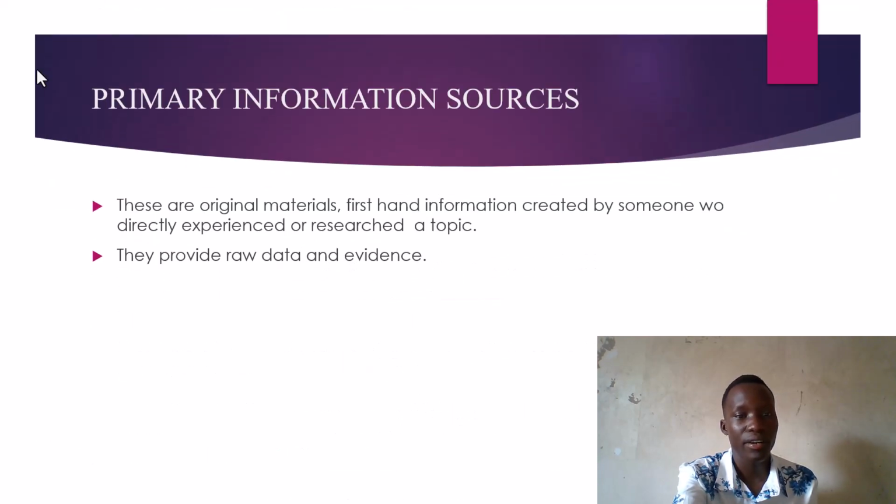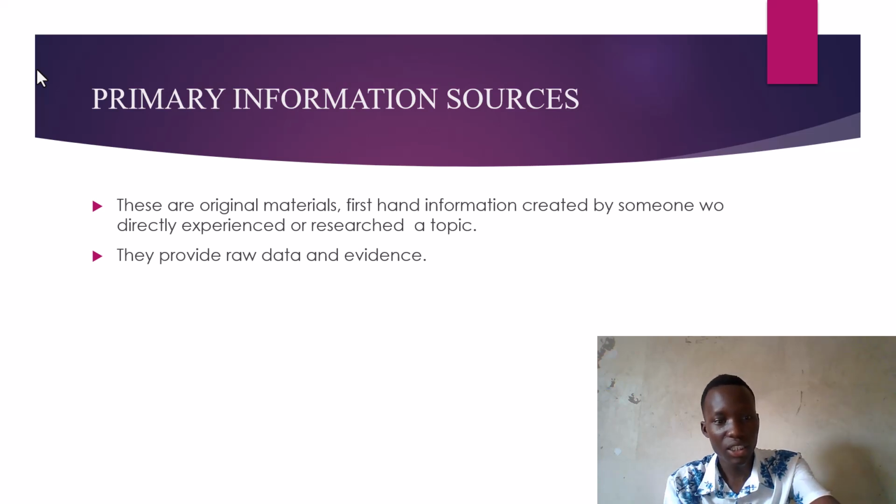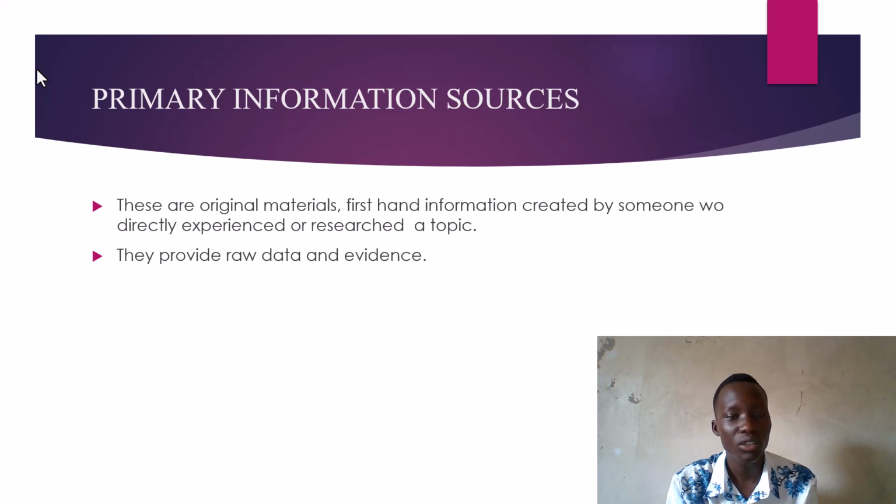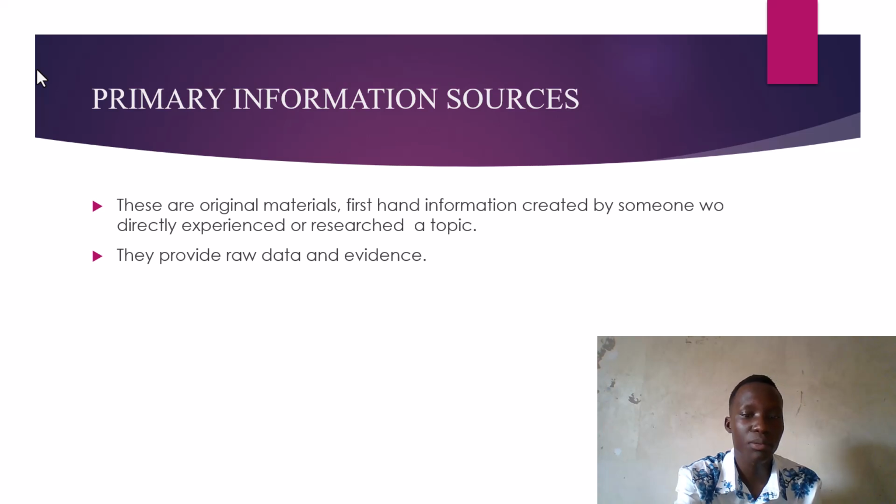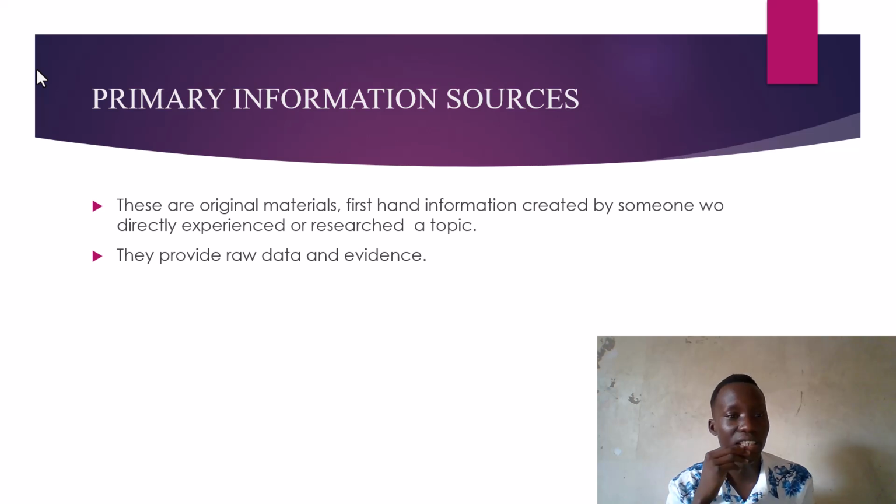The first one is the primary information sources, which are original materials, like first-hand information created by someone who directly explains a research topic. They provide raw data and evidence. Note that raw data has not been interpreted or analyzed well to give us clear evidence about our topic.